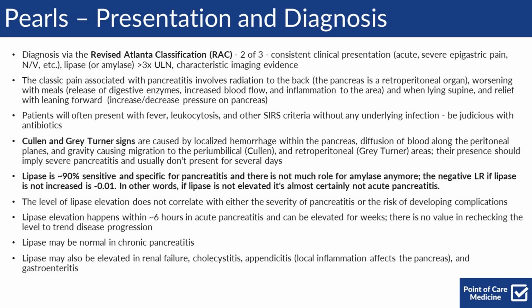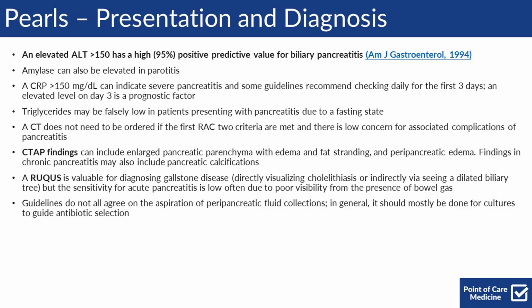Lipase elevation happens within 6 hours in acute pancreatitis and can be elevated for weeks. There is no value in rechecking the level to trend disease progression. Lipase may be normal in chronic pancreatitis. Lipase may also be elevated in renal failure, cholecystitis, and appendicitis due to local inflammation that then affects the pancreas, as well as gastroenteritis. An elevated ALT greater than 150 has a 95% positive predictive value for biliary pancreatitis.